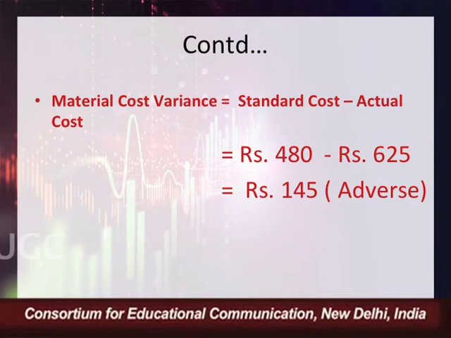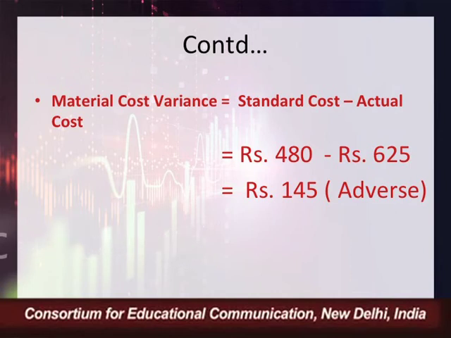So let's see how to calculate variance. We know the formula. Material cost variance is equal to standard cost minus actual cost. Standard cost we have calculated. Actual cost also we have calculated. So we can very easily calculate the variance. So let's see how to calculate the variance. Standard cost minus actual cost. Rupees 480 is my standard cost and actual cost is rupees 625. The difference of these two is rupees 145.